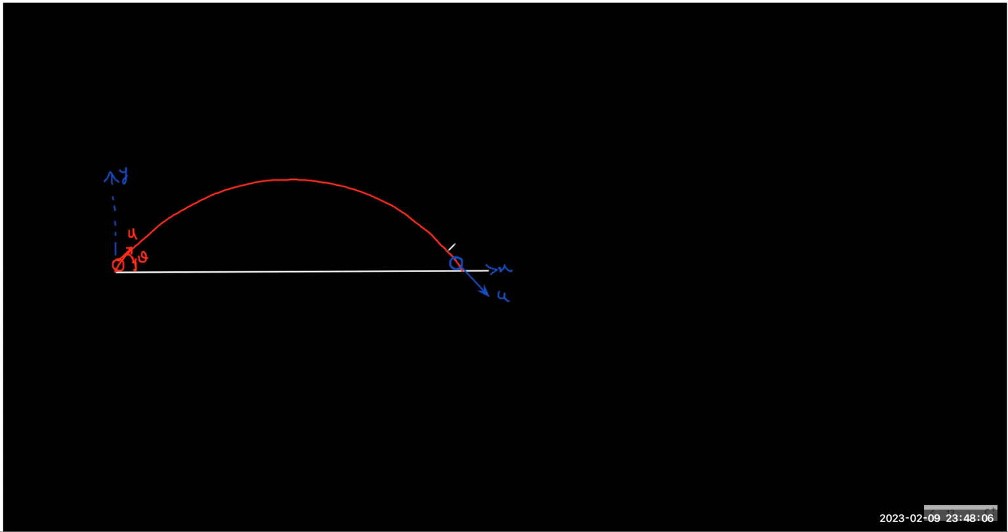And in fact, the angle will be same. Yes or no? Yes. Okay. So how to find time of flight? What are the possible ways in which you can get an answer? Tell me. Y displacement is 0.